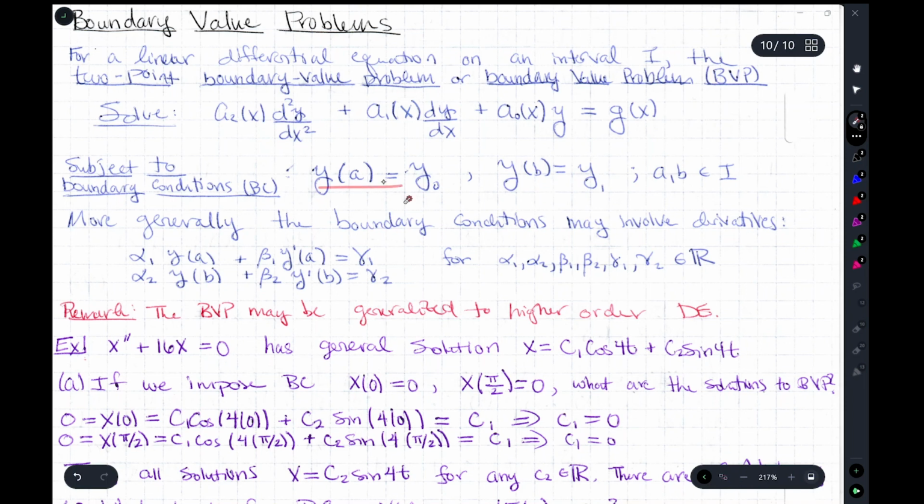Notice how this differs from the initial conditions. For initial conditions, you would specify the function y at some point x naught, and then you'd specify its derivative at the same point, equal to y1. Here, b and a are in general not the same. The a and b are distinct.